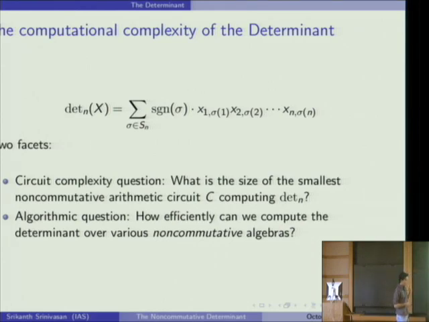An example that is worth keeping in mind is that I want to compute the determinant of an n by n matrix where the entries of the matrix are themselves little matrices. So there we are working over the algebra of some maybe d by d matrices, and we want to compute the determinant over that algebra. Now for what d is this actually efficiently computable? That's the kind of question I want to ask in the algorithmic case.